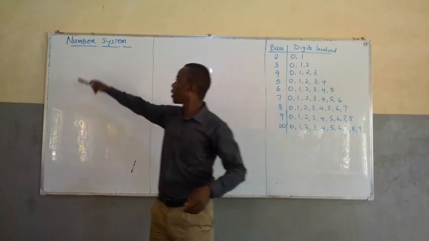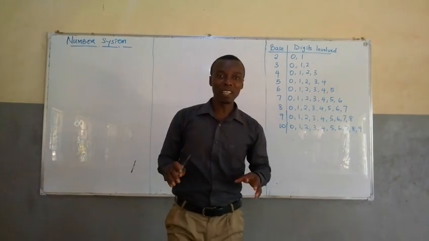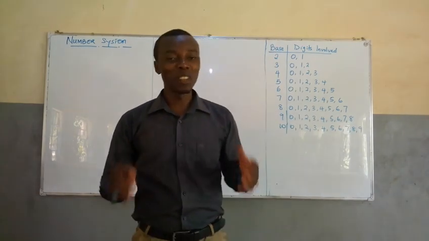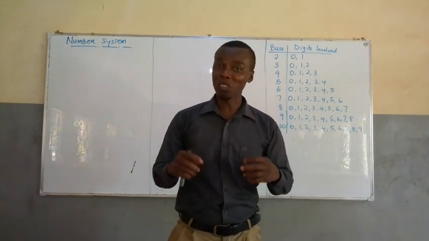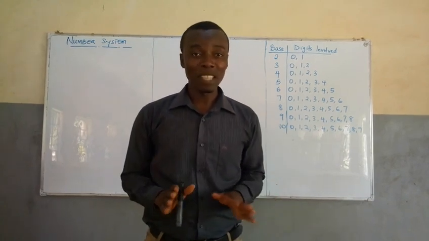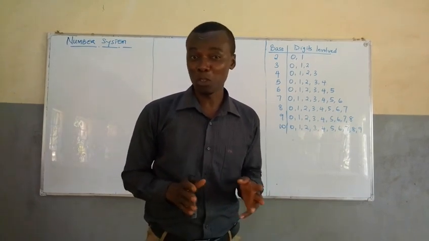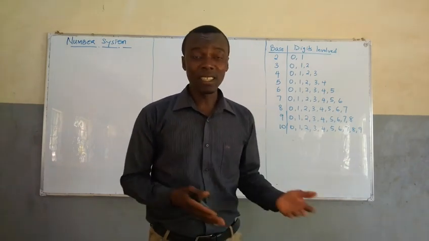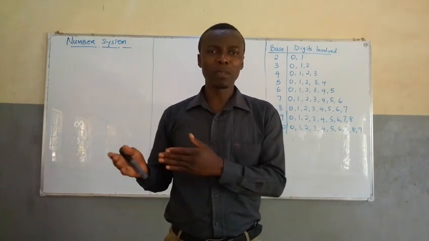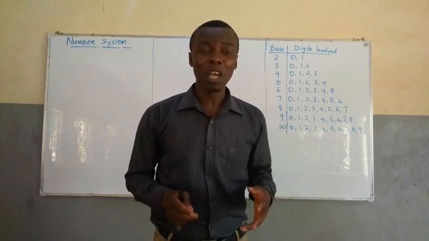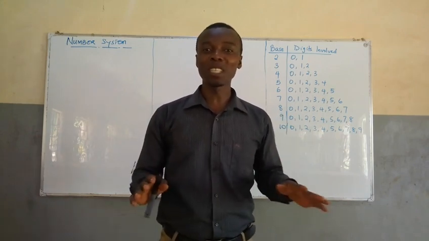Today we are going to be talking about number system. Now here you agree with me that numbers are a very important aspect of our lives. We use numbers to do various things. Take for example, we use numbers to assign values to things like money, like age, and the likes. We also use numbers to count items. So numbers are a very important aspect of our life.